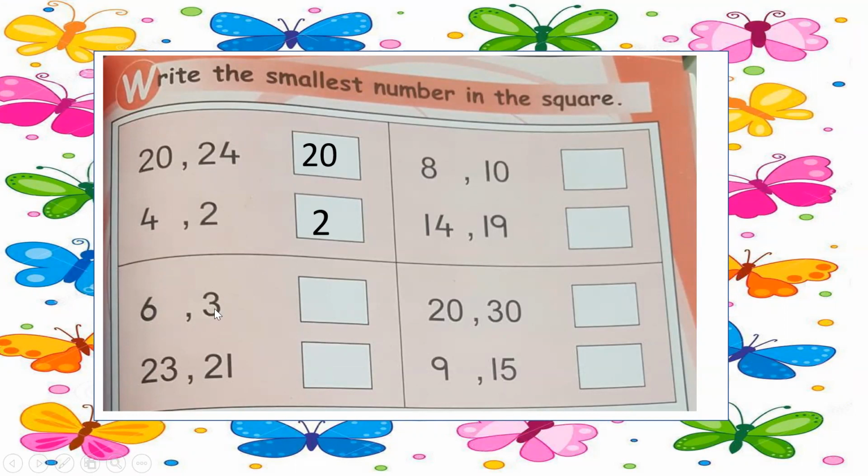Now here, the number 3 and number 6, we are going to choose between these. Which one is smallest? I think number 3 is smallest because number 3 comes first in the row, in the table. Okay, let's try to find it out. 3, then 4, 5, 6. So the number 3 comes in the box.